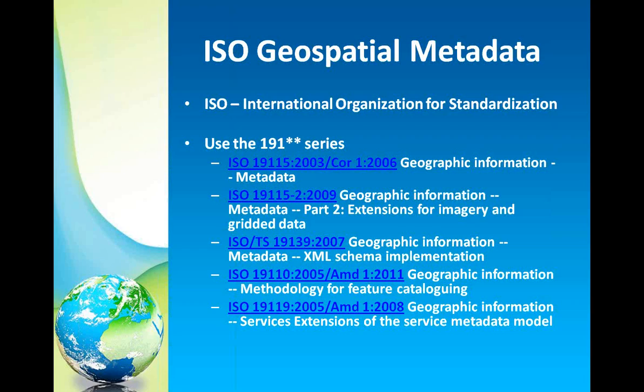So these are the 191 series. The 19115, it's about geographic information metadata. The 19115-2, a lot of times you'll hear it just referred to as the -2. That's the geographic information metadata, part 2, extensions for imagery and gridded data. The 19139, that's the geographic information metadata, the XML schema implementation. The 19110, that's the geographic information methodology for feature cataloging. You'll hear that referred to as the feature catalog.